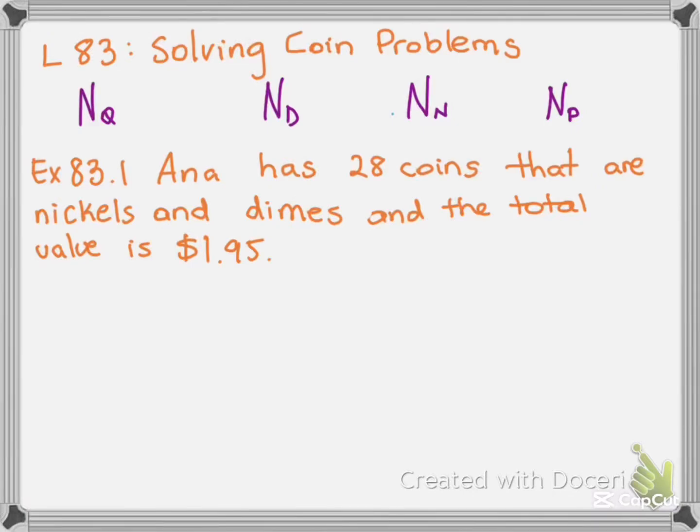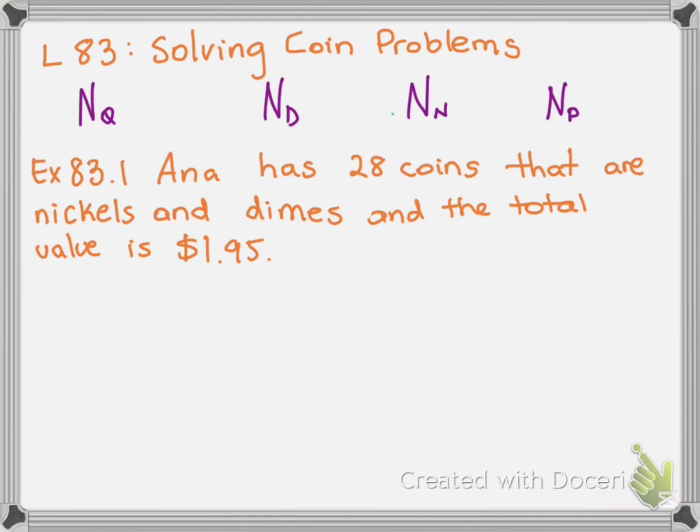Lesson 83, Solving Coin Problems. In the past, we've seen these variables with the subscripted letter, and we talked about how they represent something. And for these coin problems, they're going to represent the number of quarters, ND is the number of dimes, NN is the number of nickels, and NP is the number of pennies. So let's look at the first example.